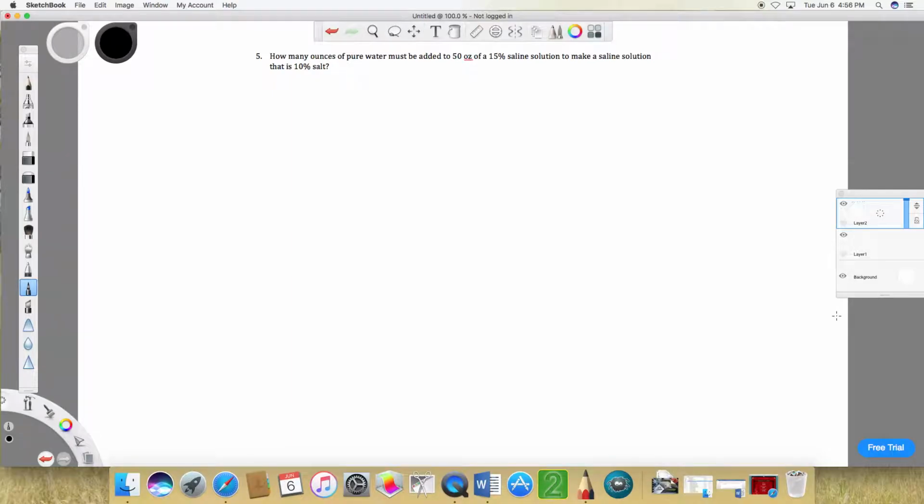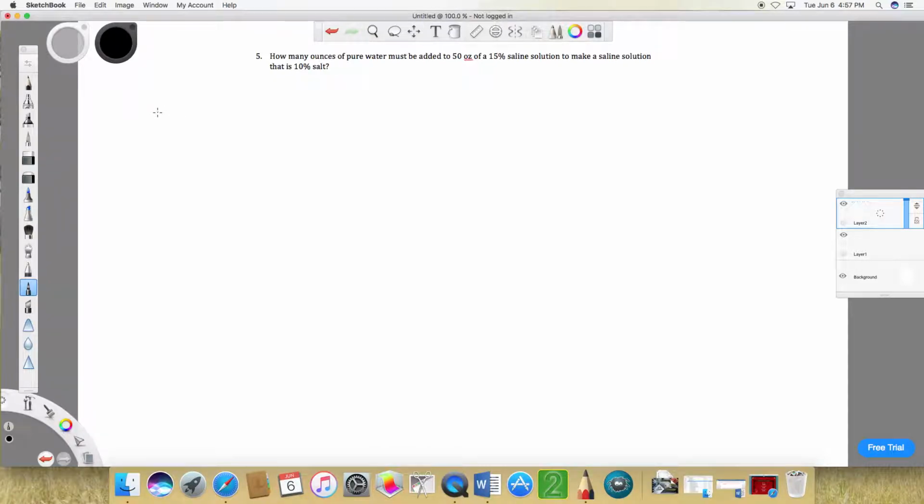Let's take a look at solving this problem. It's a word problem. It's a mixture problem. How many ounces of pure water must be added to 50 ounces of a 15% saline solution to make a saline solution that is 10% salt? So let's first do this by this bucket method.